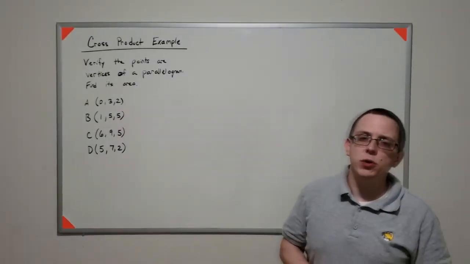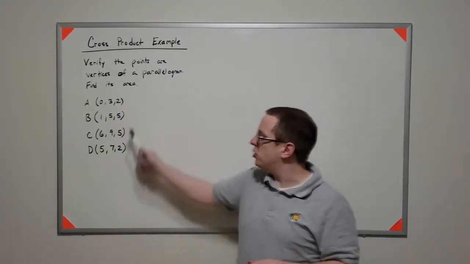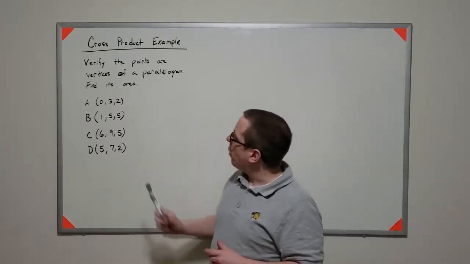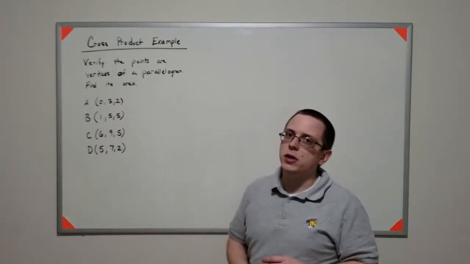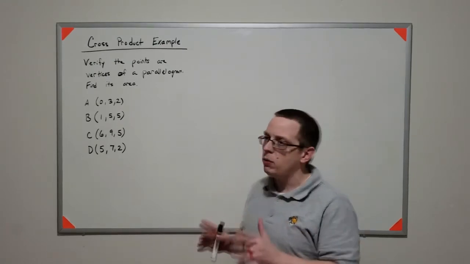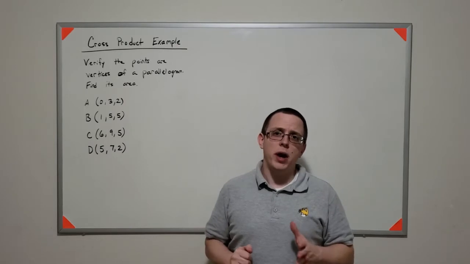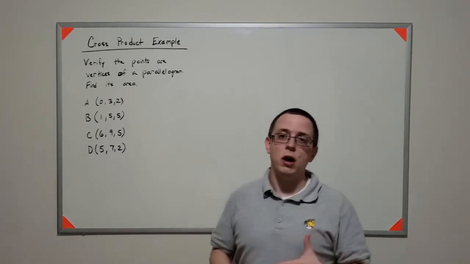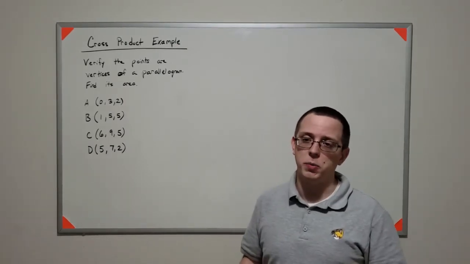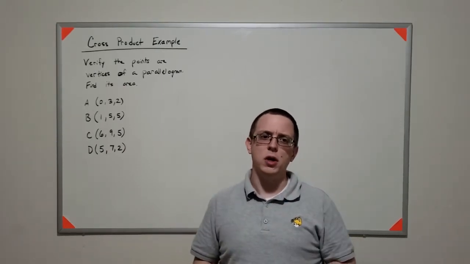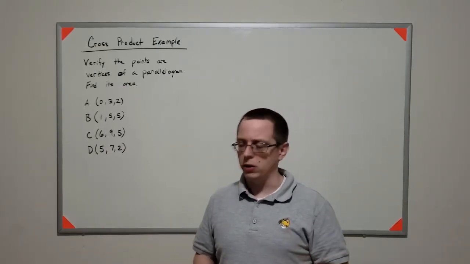Here's an example of using the cross product for points in geometric space. So we're given 4 points, and we want to verify that they're vertices of a parallelogram, and then we want to find the parallelogram's area. So the safest way to do this would be if we were to plot all 4 points in 3-dimensional space, and you could kind of visually inspect to see which ones are the points of a parallelogram.